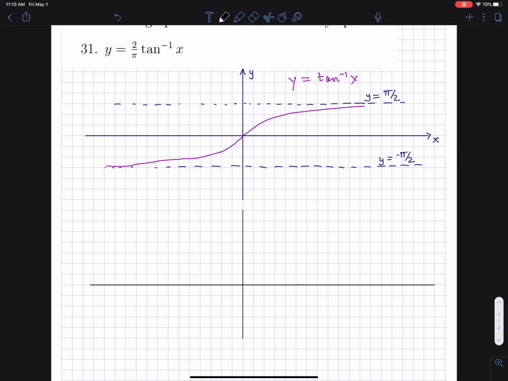So what you can do is just jump in, draw this, and then adjust the scale. What's going to happen when you multiply by a number is it's just going to either compress it or expand it vertically. Pi is around 3, so it's like multiplying by 2/3, so it's actually going to compress it. When I drew this, I'm not really doing the scale very well. Maybe I should keep the same scale. It might look better.